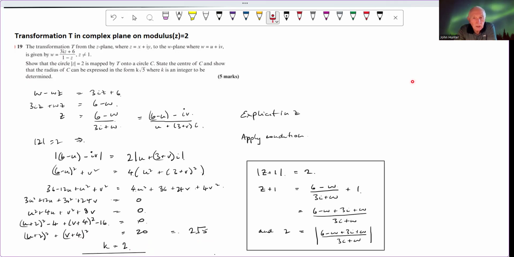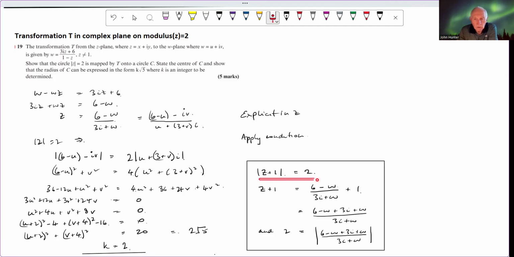So generally speaking, with these, we make it explicit in z and then we apply this condition. Now, some of these problems are dealt with in separate videos where we are going to equate either or both of the real and imaginary parts. It's a slightly different kind of problem, but we can see that separately.